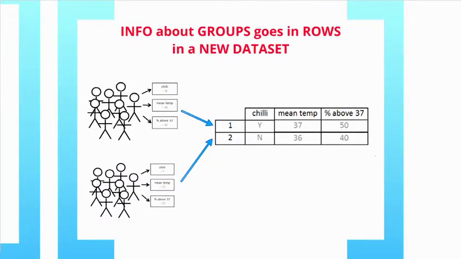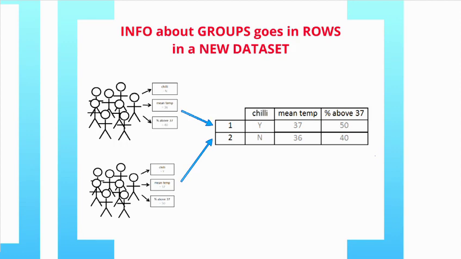What if I wanted to draw a graph about my groups as opposed to about my individuals? Well then, if I wanted a dot on my graph to represent a whole group, then I would need a row in my data for the whole group, because that's how computers work. Each row is one of the dots on the graph. So now I have a whole group of people, instead of each individual person with their chilli and their temperature. Now I have a whole group, and I've written down that the whole group had chilli and their mean temperature was 37 and the percentage of that were above 37 was 50%. And the second group has its own row, and it's a nice little data set.